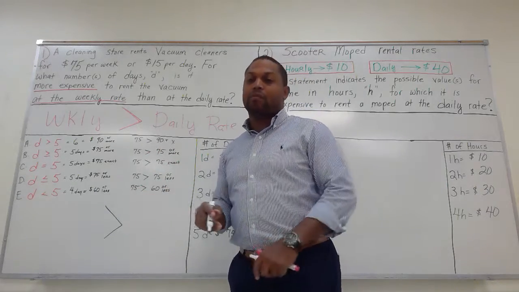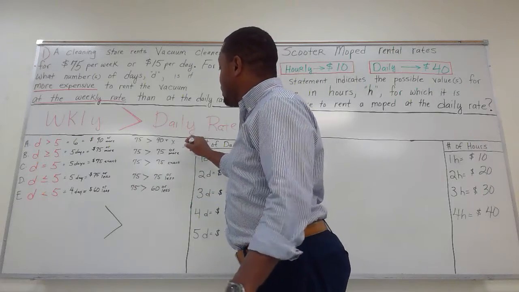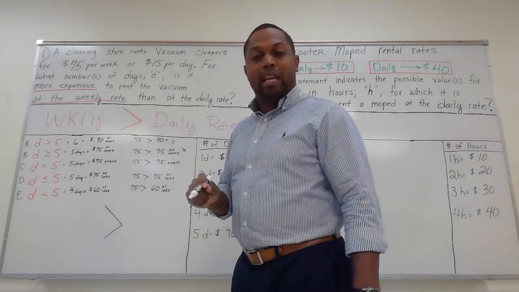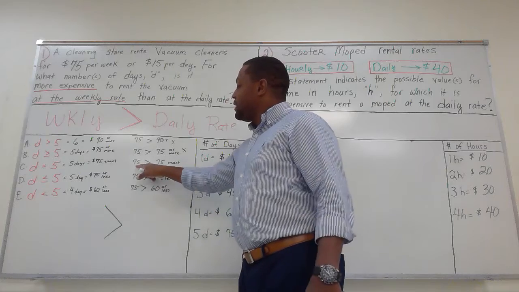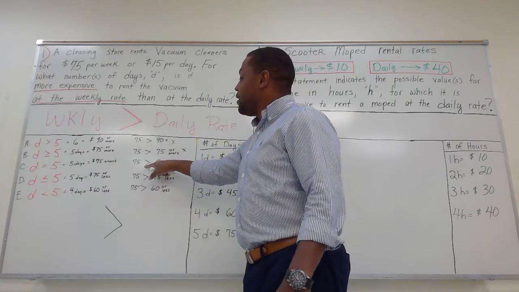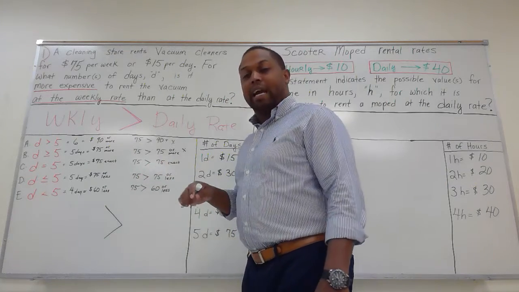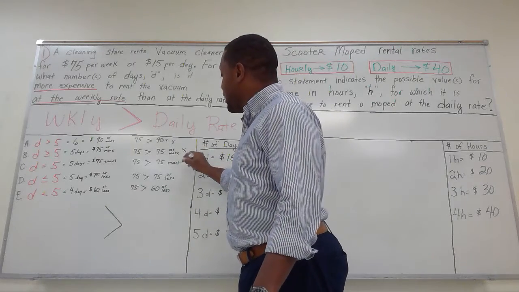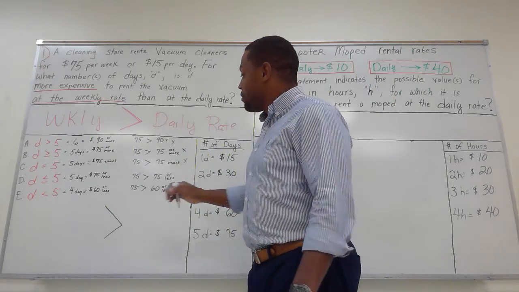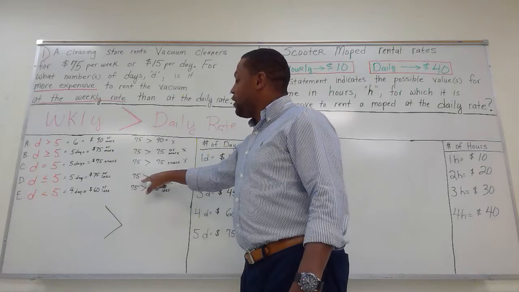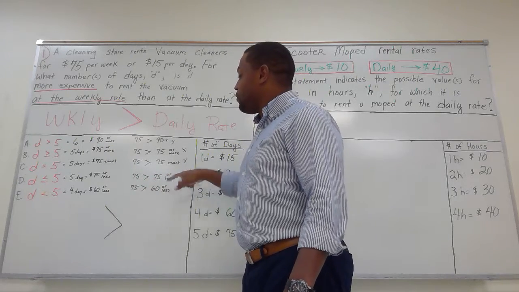Well, 75 is not greater than 75. They're the same. So that cannot be true. This here says 75 is greater than exactly 75. Again, that's not true. D says 75 is greater than 75 or less.